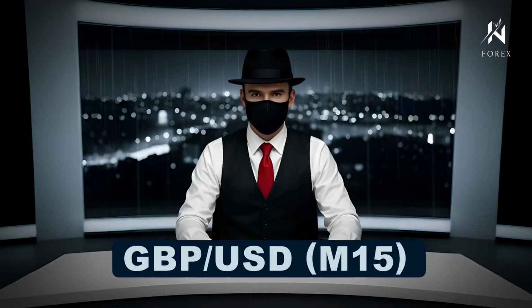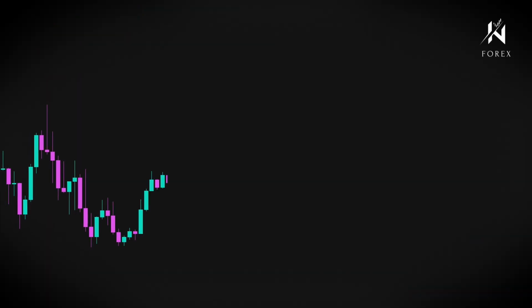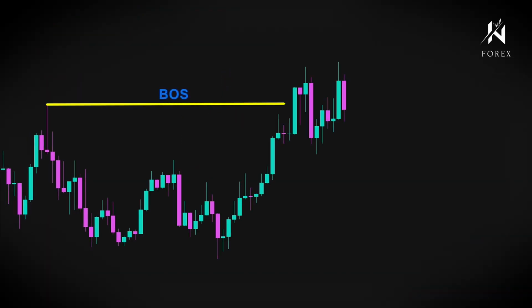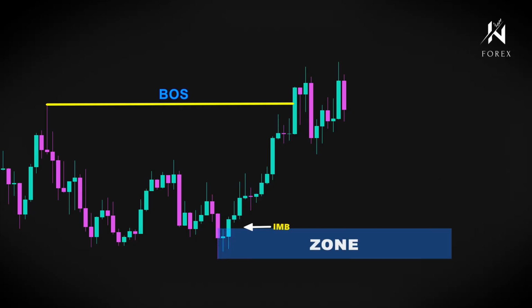Okay guys, let's take a look at the GBP/USD M15 chart. Before taking any trade, the first thing we need to check is: is the market bullish or bearish? Here, we clearly see a bullish break of structure, followed by a strong bullish impulse. So in this case, we're looking for a demand zone to trade from. Right here, we've got a clean demand zone sitting with imbalance, and just above it, we've got liquidity in the form of a leg inducement.